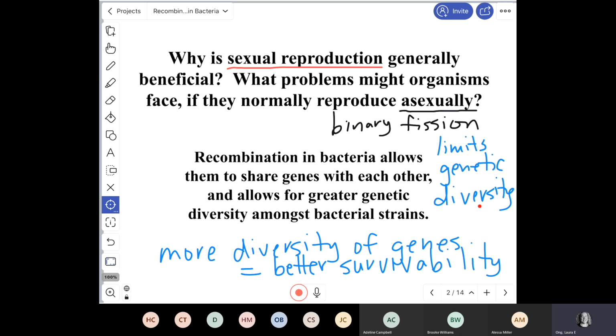So if bacteria can do recombination or have gene sharing, it lets them have some of the benefits of sexual reproduction, even though they normally reproduce asexually. So it's giving them more genetic diversity. It's giving them more genetic options, so that whole populations of bacteria can have better chances to survive. That's why this recombination process is really helpful to the bacteria.